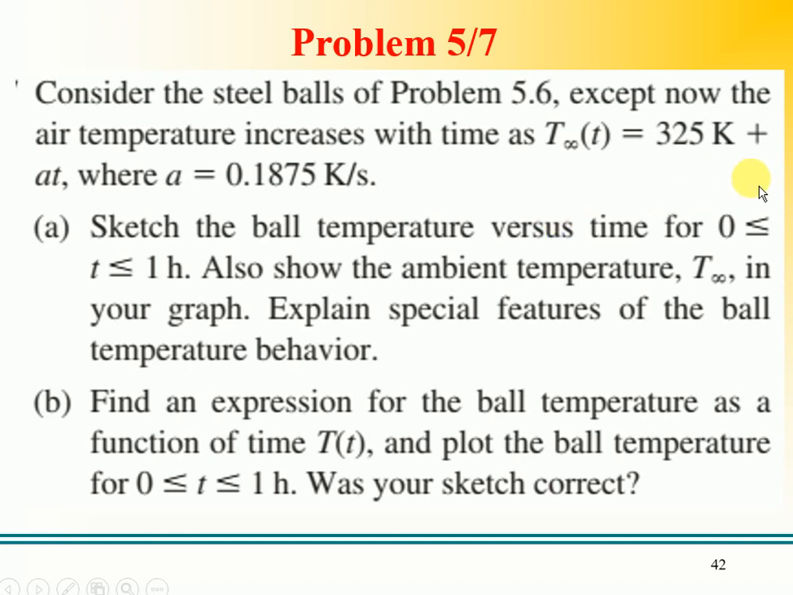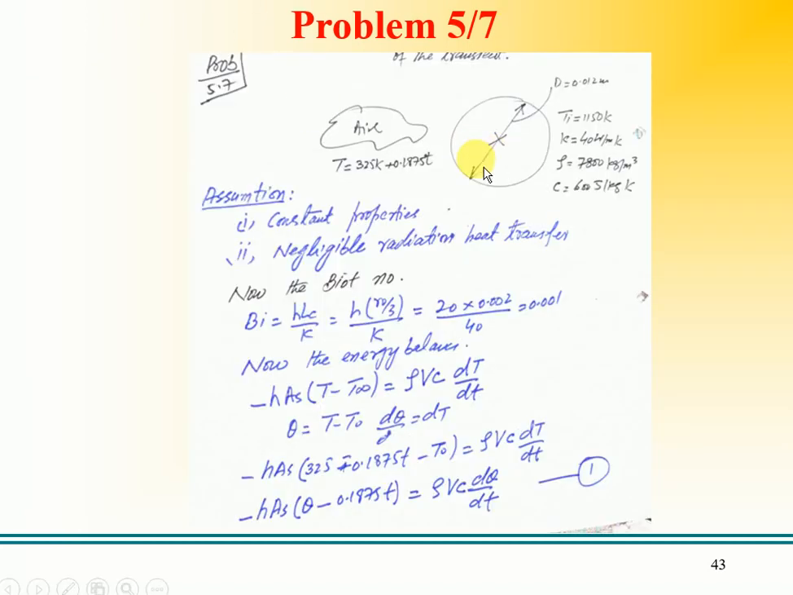So here the temperature is a function of time, as you know that temperature in the day is changing with time. Of course, the morning is a low temperature, and as we move towards the afternoon the temperature is increasing, and then it's decreasing. This is a linear relationship. So what we have, of course, is again the steel ball. The initial temperature is 1150, diameter is 0.012. The value of k is about 40 watt per meter Kelvin.